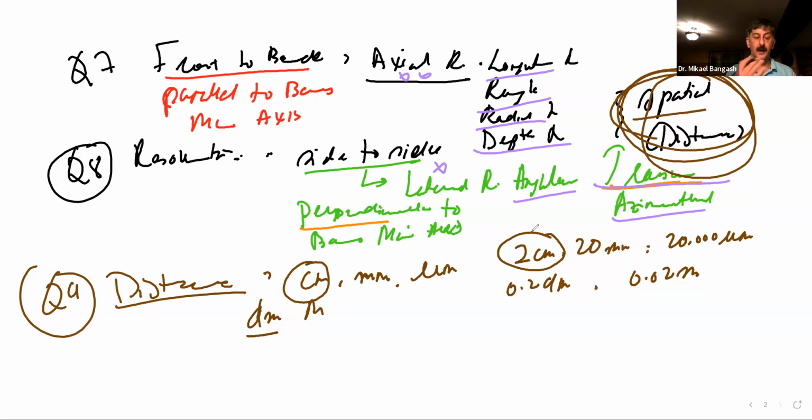And your lateral resolution, which is side to side, and axial resolution, which is front to back, or what we can call superficial depth, are expressed using a unit of distance. Did that make sense? And that's why we call them spatial.